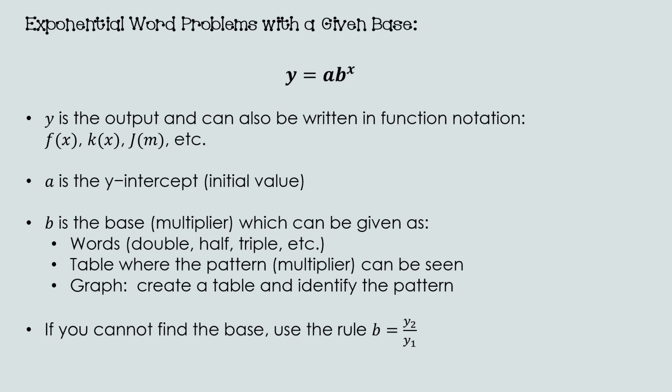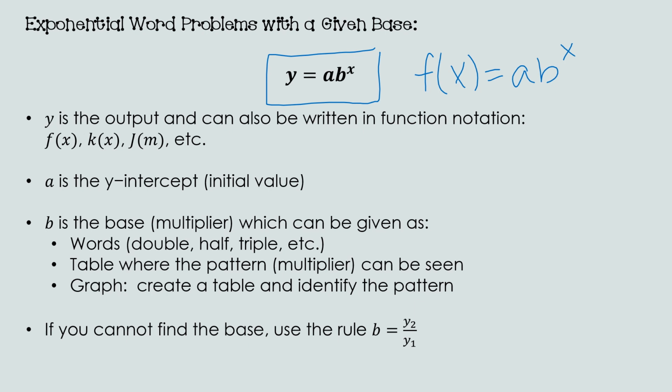Okay, so this is on your formula sheet, y equals a times b to the x power, and we're going to look today at different ways that this will look using different notations and different variables, but this is the formula that will be given to you. So we know that y is the output and can also be written in function notation. So we might also see this as f of x equals a b to the x power.